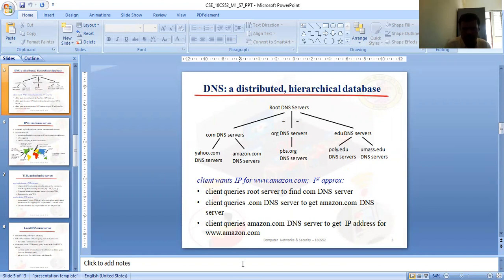Again, in the second level, there are .com, .org, and .edu servers maintained. In the third level, there are Yahoo.com and Amazon.com. Commercial companies that are registered maintain the Yahoo.com and Amazon.com DNS servers. Similarly, in the organization category, PBS, a publishing agency, maintains its DNS servers, and educational websites like Poly.edu and UMass.edu maintain theirs.